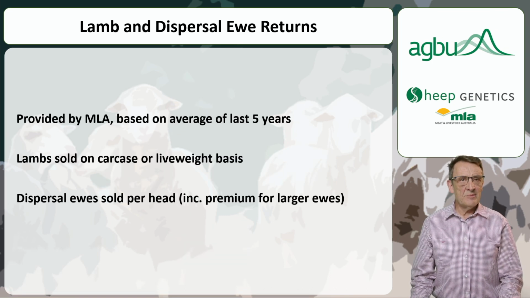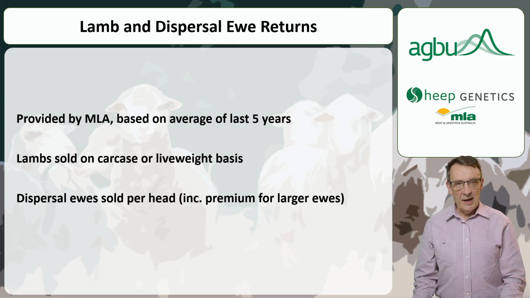Moving on to returns from lambs and surplus sheep, these have also been based on price averages for the last 5 years using MLA reporting data. There are several options for sheep sales depending on the production system. Lambs can be sold on a carcass basis direct to the plant, in which case we use carcass prices and include lean meat yield in the index, and this happens for the maternal lamb index, for example. Alternatively, lambs can be sold on a live weight basis through sale yards. Surplus ewes are sold on a per head basis, including a premium for larger ewes. For example, prices for dry ewes culled after preg scanning are higher than cast for age ewes.